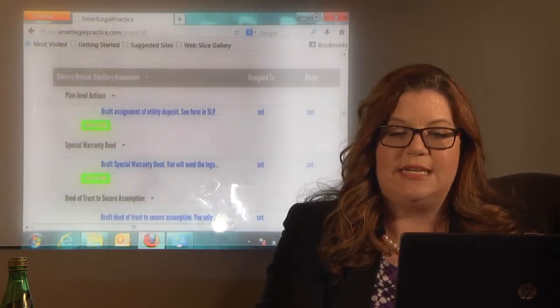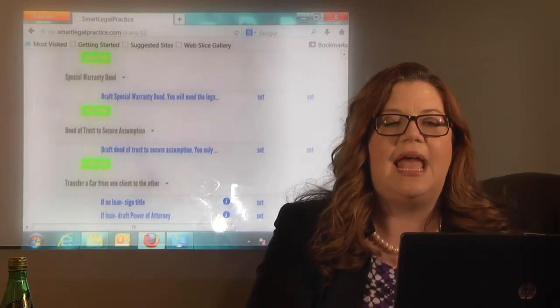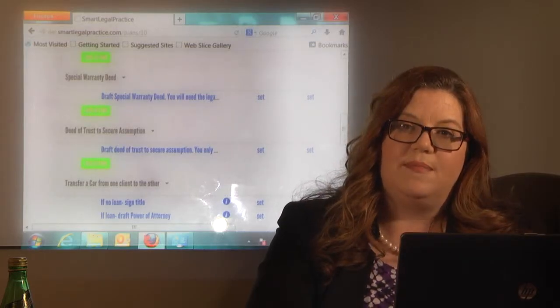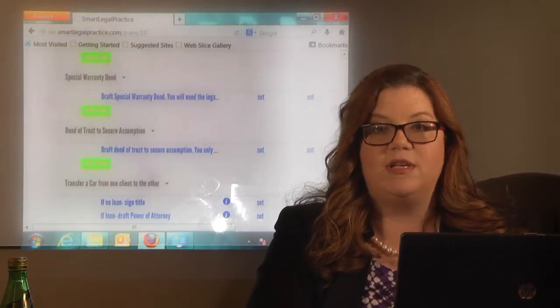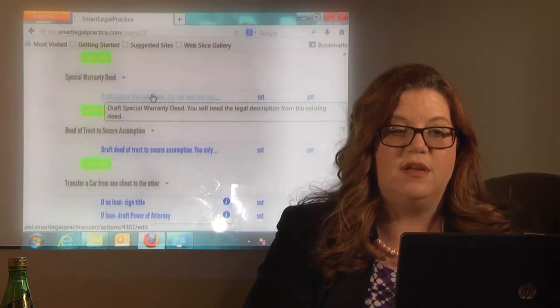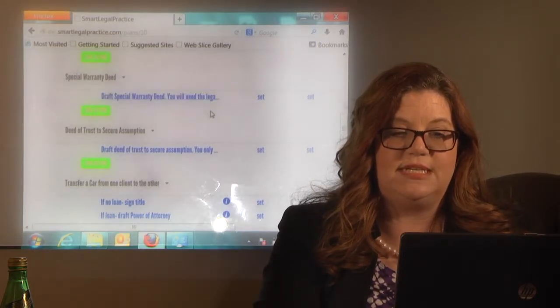Next one, special warranty deed. Of course, this is a common one because we have a house in many cases, and unless they're selling the house, we're probably going to have to transfer the house from one party to the other or from both parties to one, and you will need a legal description from the existing deed on the house to draft your special warranty deed.